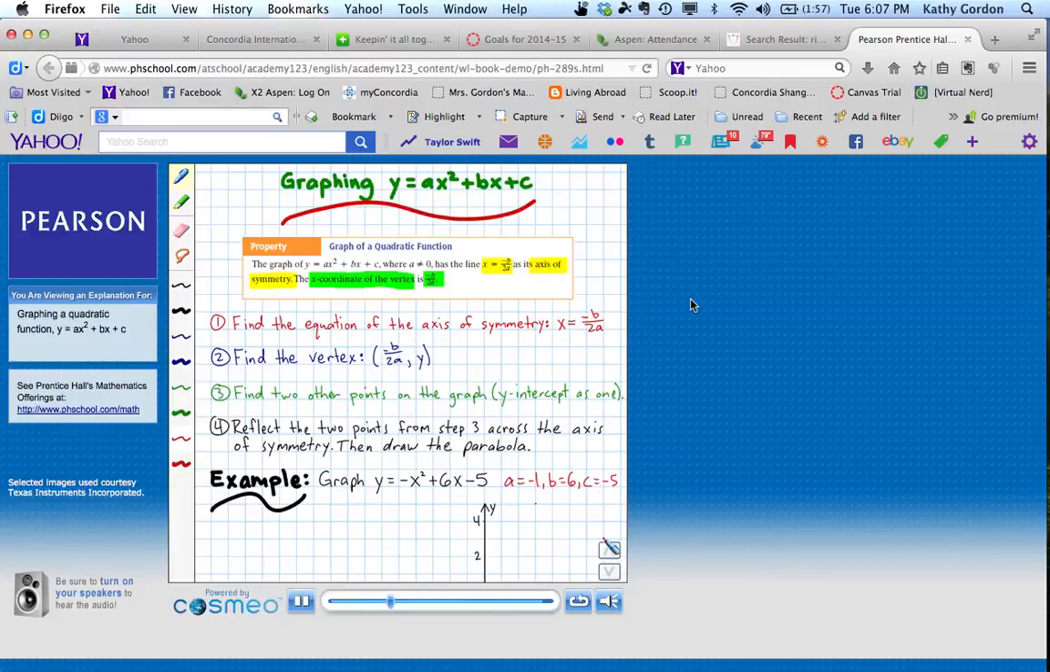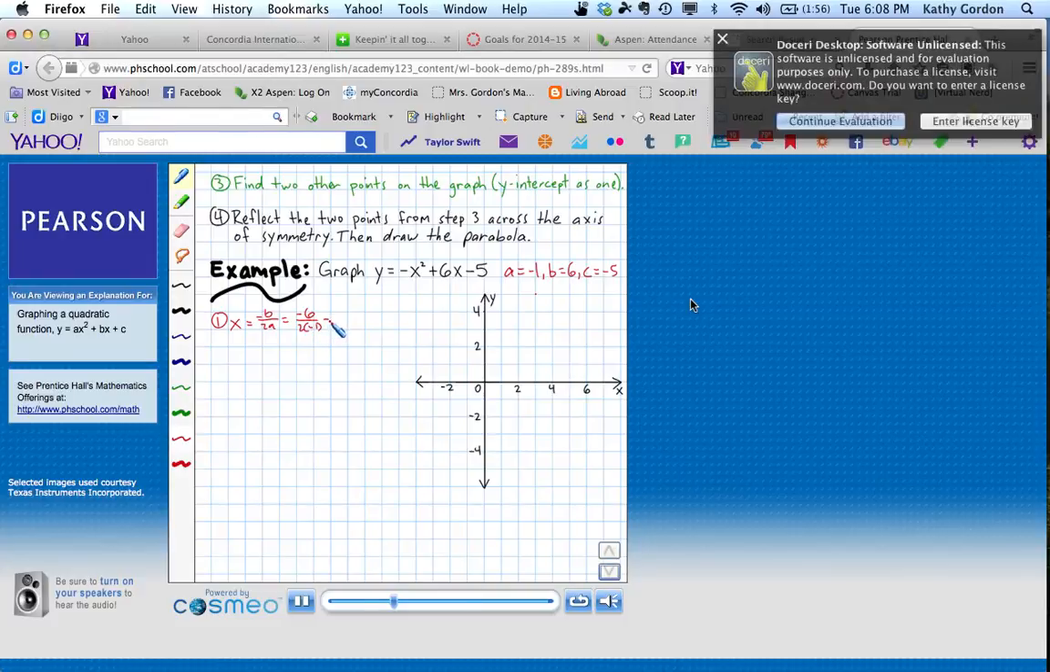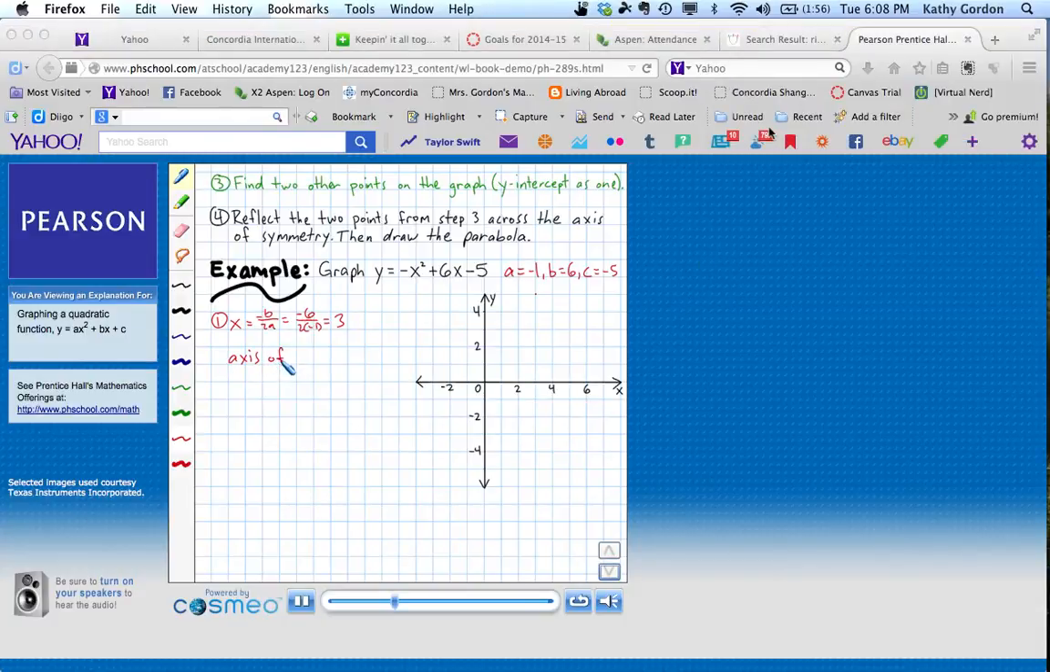Let's use the values of a and b to find our axis of symmetry. Remember, x equals the opposite of b over 2 times a. So we substitute 6 in for b and negative 1 in for a, and that fraction reduces to positive 3. So our axis of symmetry is the line with the equation x equals 3.